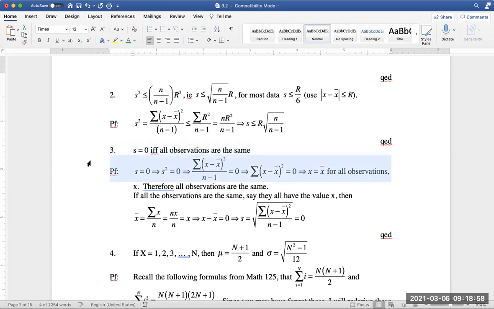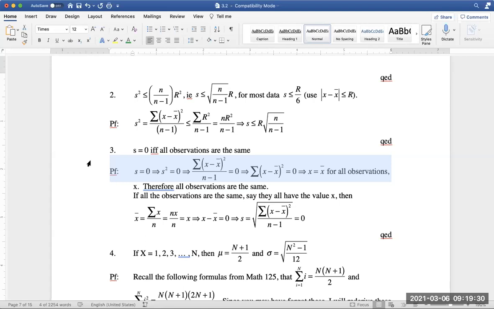Okay, so let's prove this. If the sample standard deviation is 0, then the variance is 0. But if the variance is 0, then by definition, the sample variance is the sum of x minus x bar, quantity squared, over n minus 1. Let me assume that n is greater than 1.